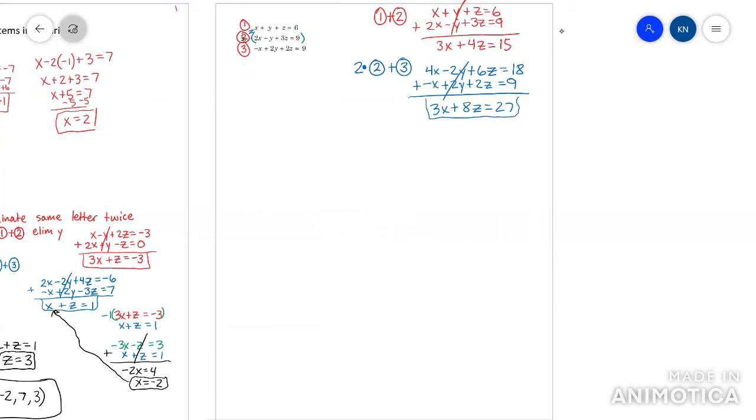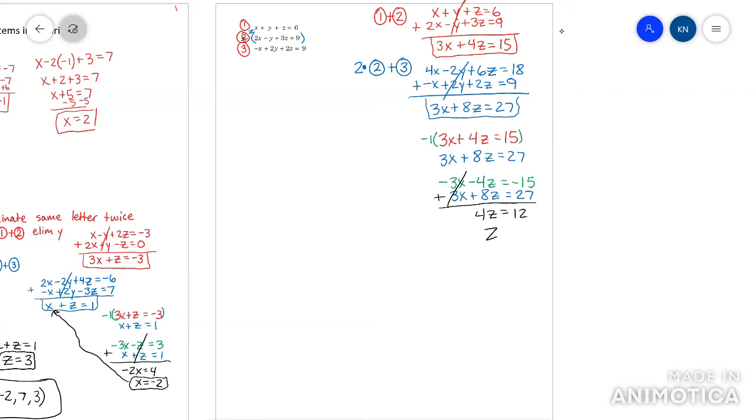Now that I've eliminated the letter y, I'm going to take both of these results and try to eliminate another letter. All right, so I'm here. I'm trying to eliminate a letter. I'm looking at this 3x, thinking it's close. If this just said minus 3x, it would work. So I'm going to scale this top equation by -1. So that's what the top becomes. And the bottom did not change. Now when I add these together, I can get 4z equals 12. Divide by 4, z is 3.